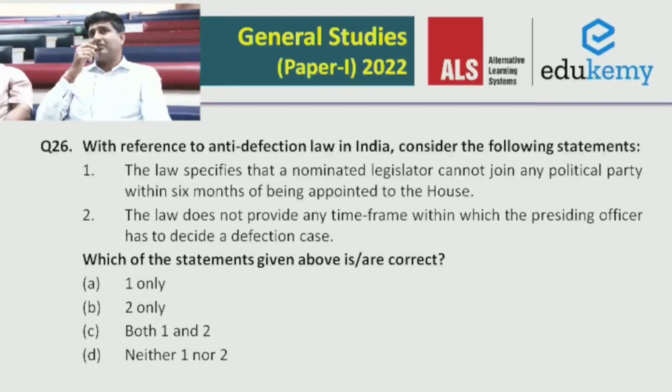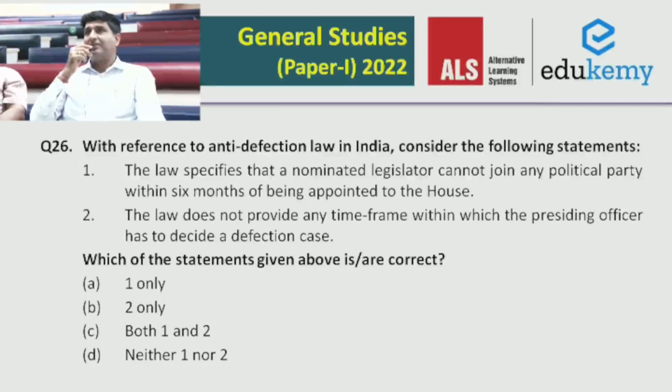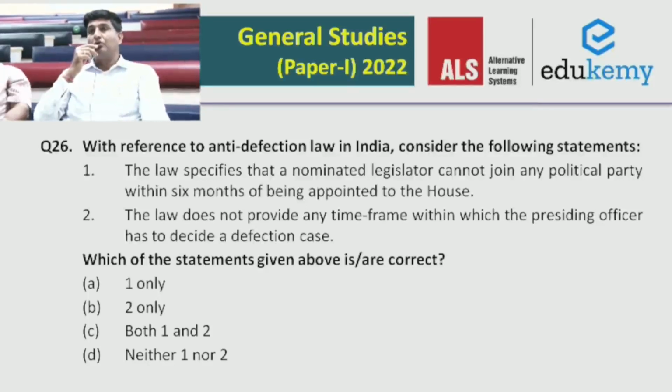The second statement, that the law does not provide any time frame within which the presiding officer has to decide a defection case, is absolutely correct. It is a prerogative of the presiding officer to take up the case for final decision based on his availability. So the second statement is correct, the first is wrong. The answer for this question is B, Bombay, 2 only. Next, question number 27.